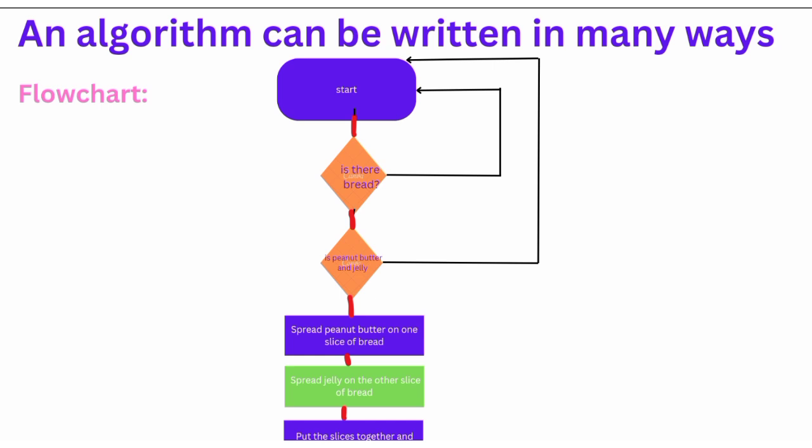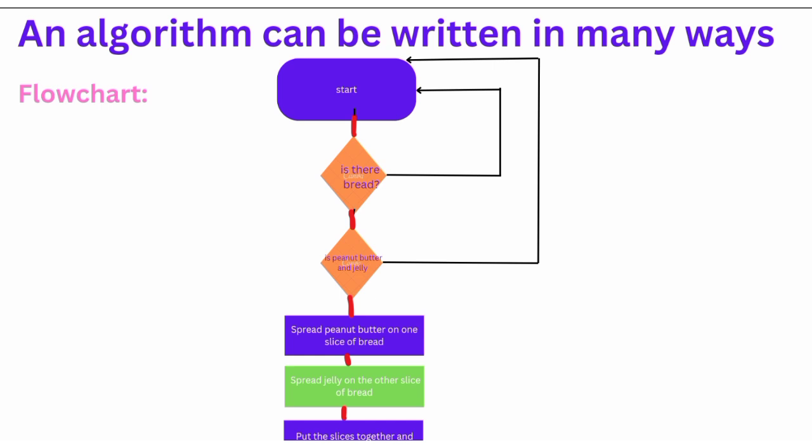First we have to check whether the bread is available or not. If the bread is not available, then we will again go to the starting point. If the bread is available, then we will go to the next decision box, the rhombus shape, which checks whether the peanut butter and jelly are available or not. If they are available, then we go to the further steps and prepare a sandwich. So this is the flowchart of preparing a sandwich.